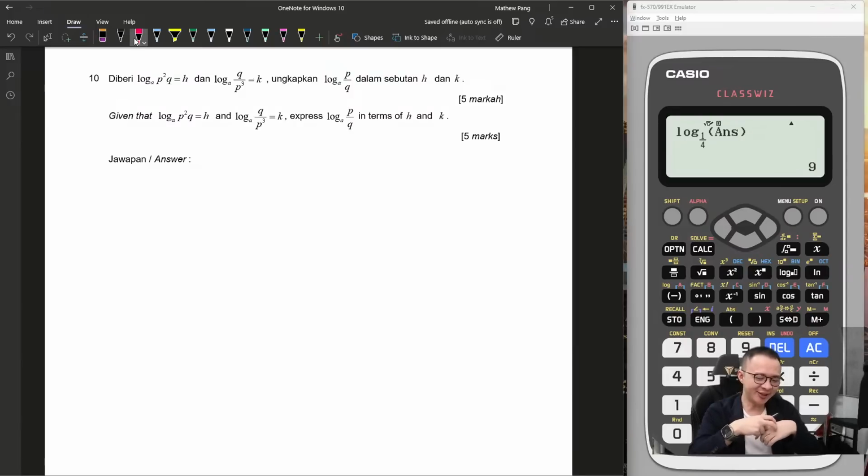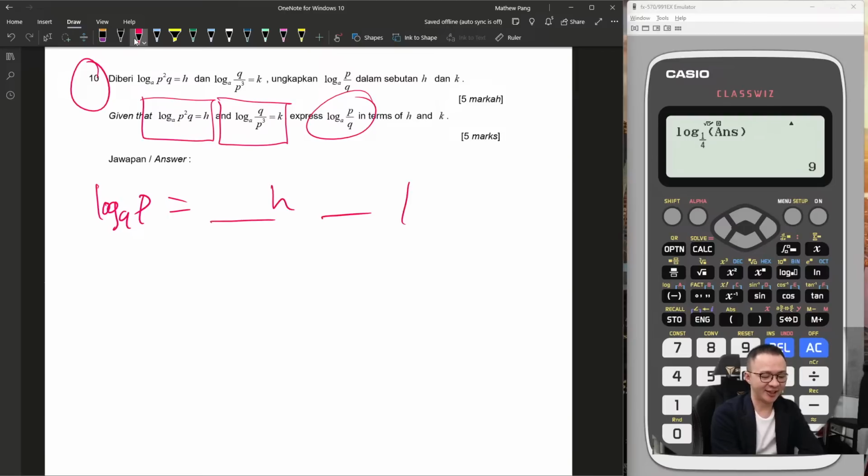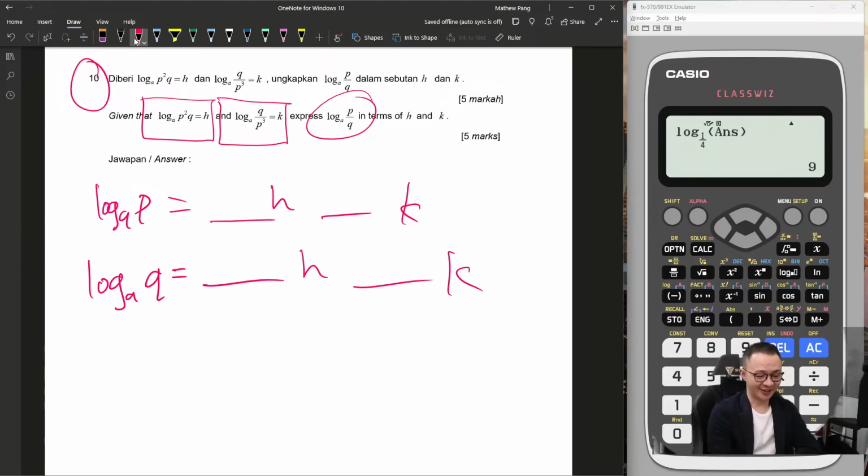Log question. This log question is quite similar to the Cambridge MF log questions. So basically we want to express this in terms of H and K. That means we need to solve the simultaneous equations for these two. I want to know what my log AP is in terms of H and K, and also my log AQ in terms of H and K. Then I can sub into this log over here. You should get the idea, right?